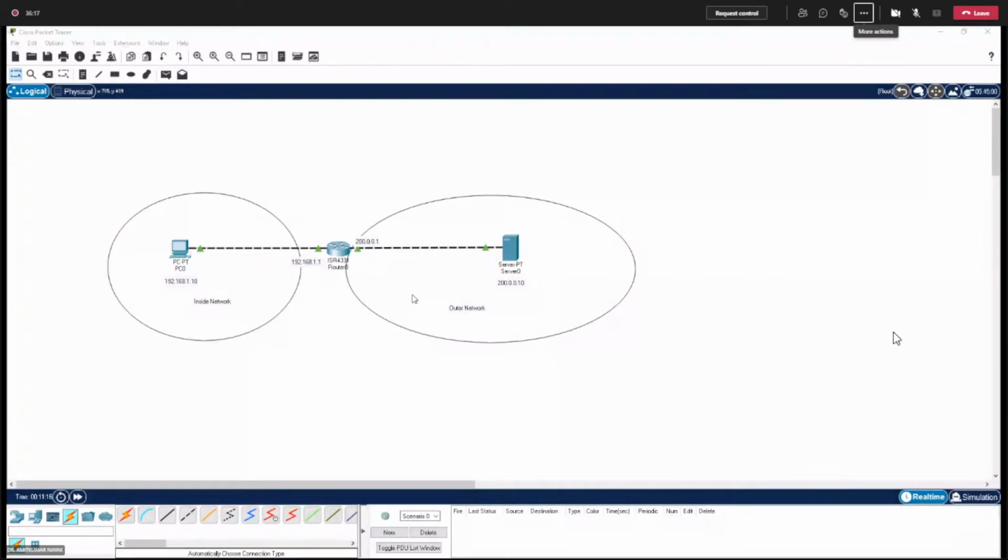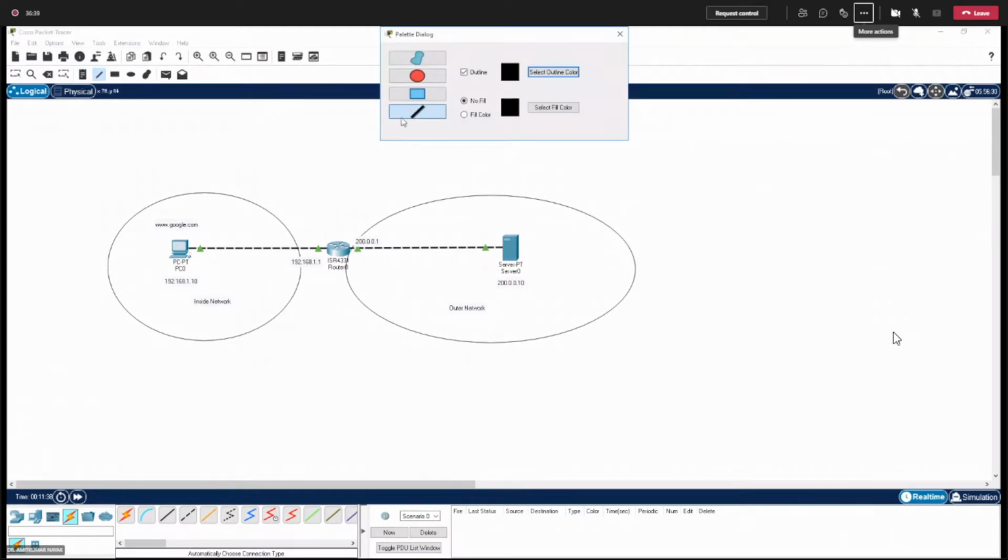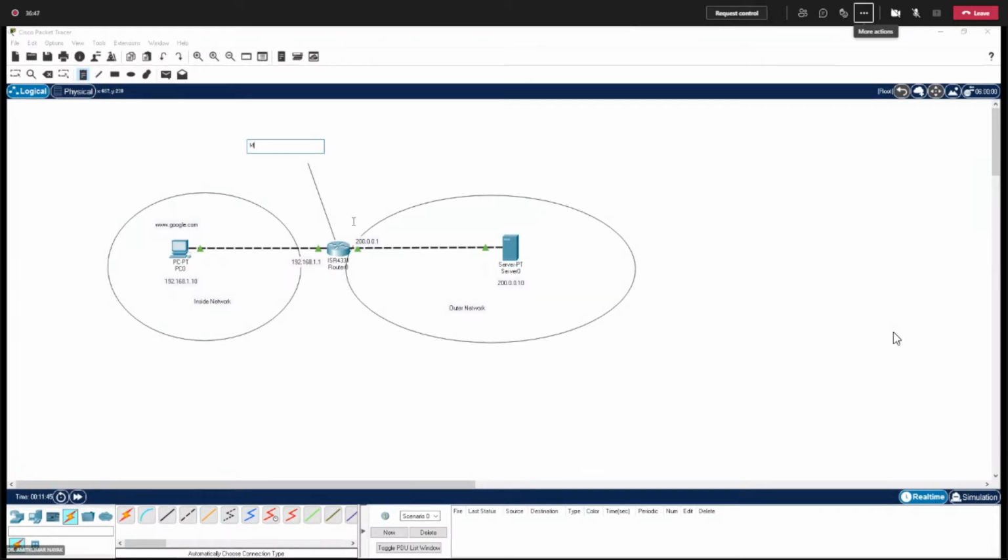See, the idea of network address translation is, if you consider PC0, and if PC0 tries to access google.com, then the router which we have used will map 192.168.1.10 with 200.0.0.1, or it will map this private IP address with one.